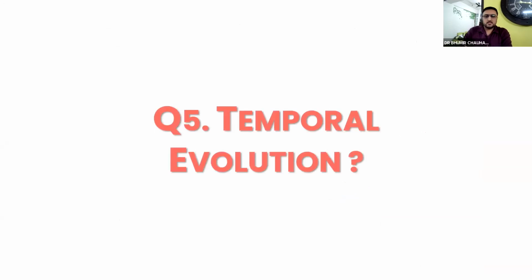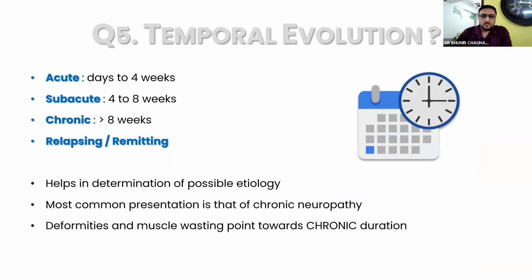Next question is, what is the temporal evolution? How the disease has progressed and how it has behaved. So it can be acute, within days to weeks. It can be subacute, and chronic duration is termed as more than 8 weeks. And at times it can be come and go type, that is relapsing remitting. Temporal behavior of the disease is very important to understand the possible etiology behind it.